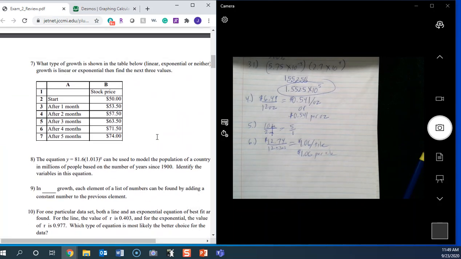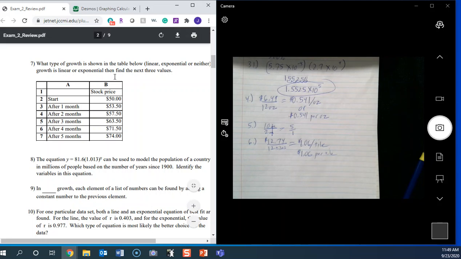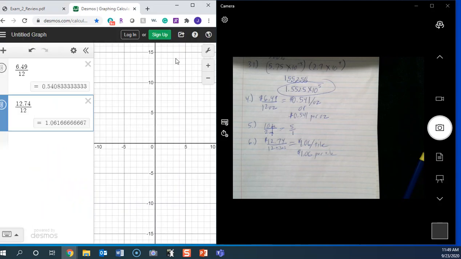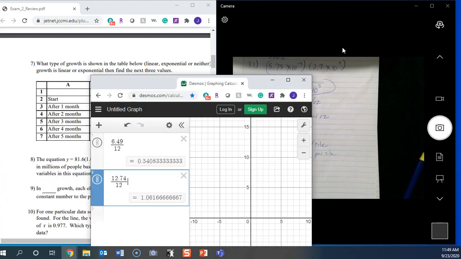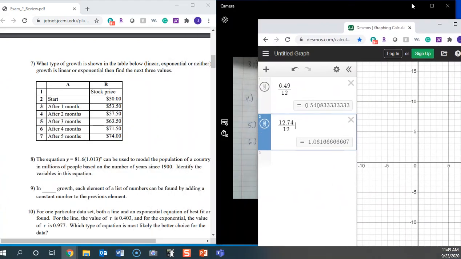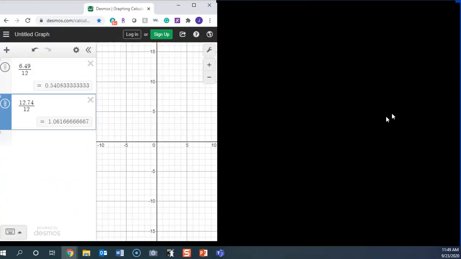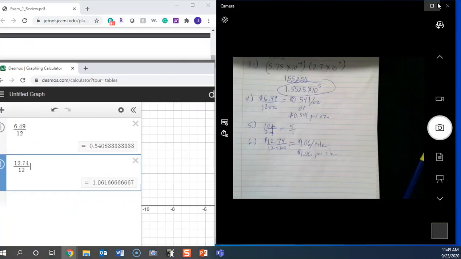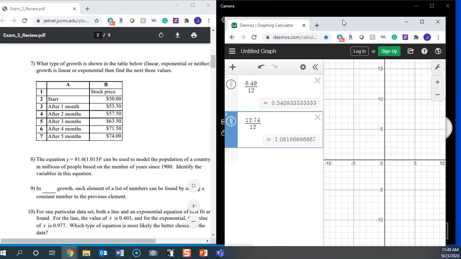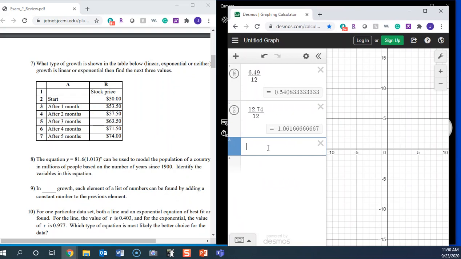Problem 7. It says, what type of growth is shown in the table below? Linear, exponential, or neither? Okay, and then they ask, if the growth is linear or exponential, then find the next 3 values. Okay, listen. I've got to move this Desmos calculator over because you need to be able to see this here. All right. Okay, good. All right, now, this is what we would need to do.